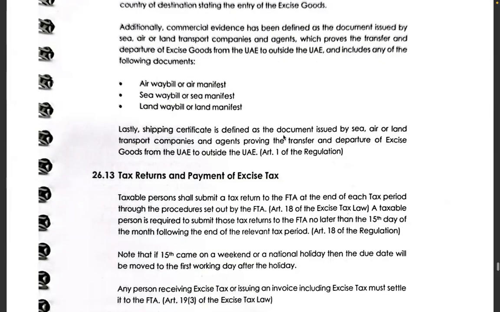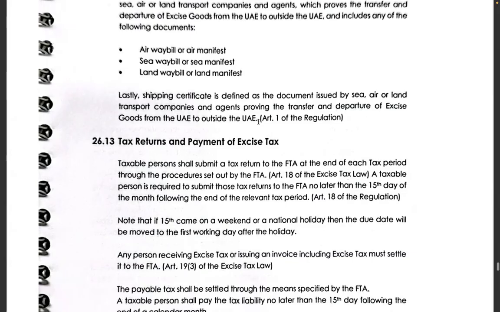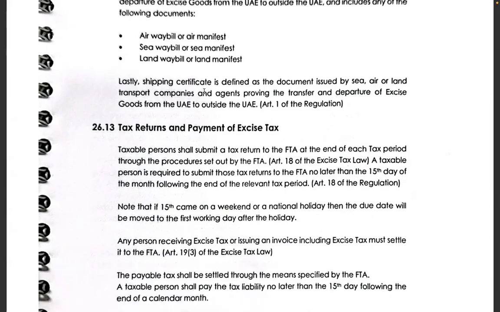Lastly, shipping certificate is defined as the document issued by sea, air, or land transport companies and agents proving the transfer and departure of excise goods from the UAE to outside the UAE. So what is a shipping certificate? It is a document issued by sea, air, or land transport companies and agents, proving the transfer and departure of excise goods from the UAE to outside. That's called the shipping certificate.